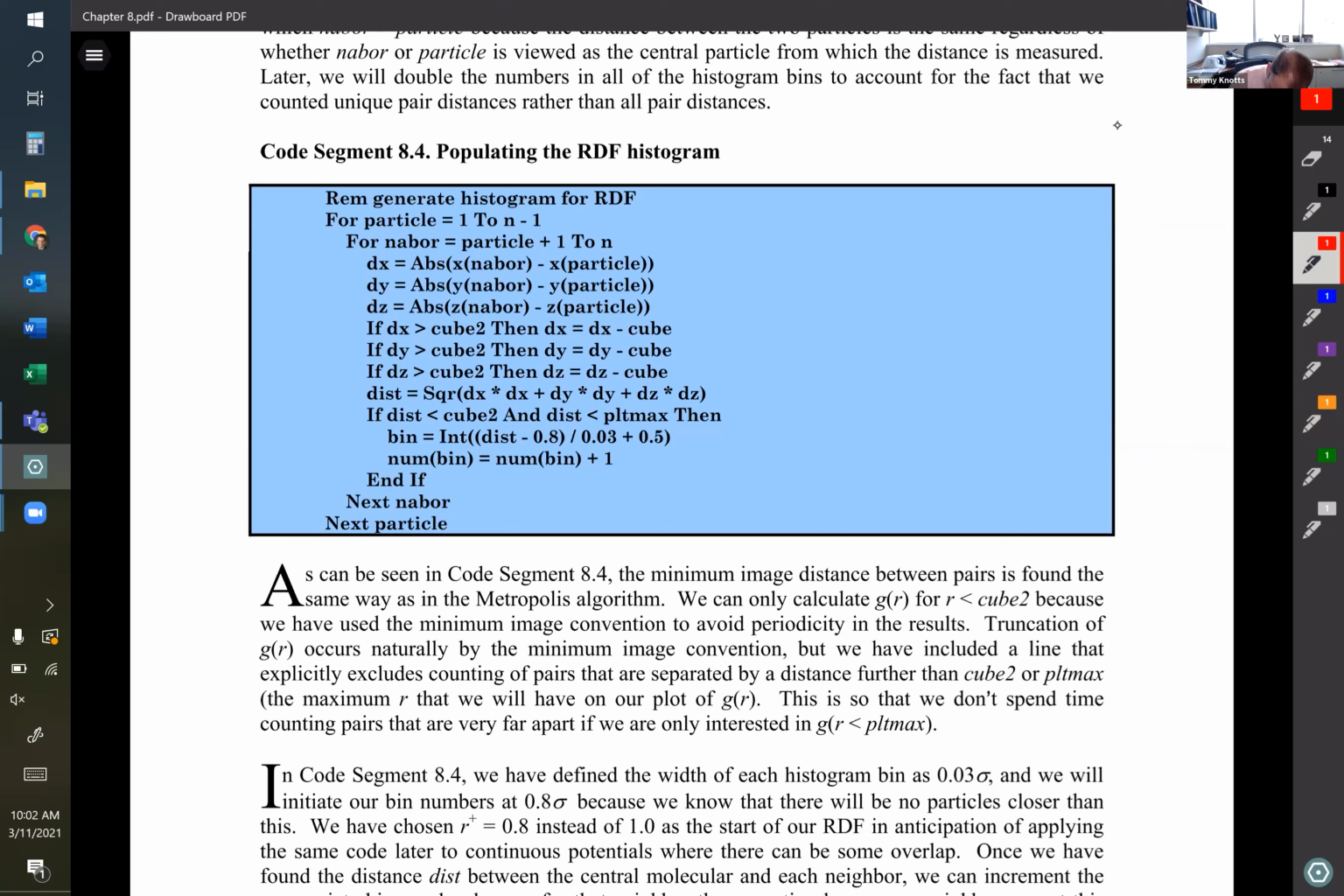Before I forget though, this code has an error as it's written. This 0.5 should be a 1. And I'll go through the math of why that is in just a second, but just make sure you know that that 0.5 is actually a 1.